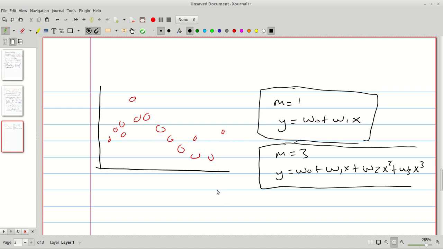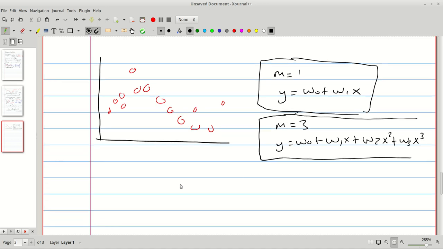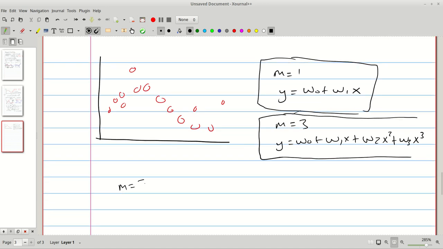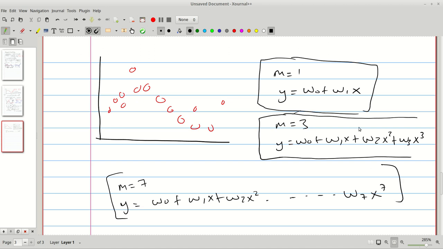And then we'll also try, say, m equals 7. And this should give us y equals w0 plus w1x plus w2x squared, all the way up to w7x to the power 7, right? This is what these equations are. So this is model 1.